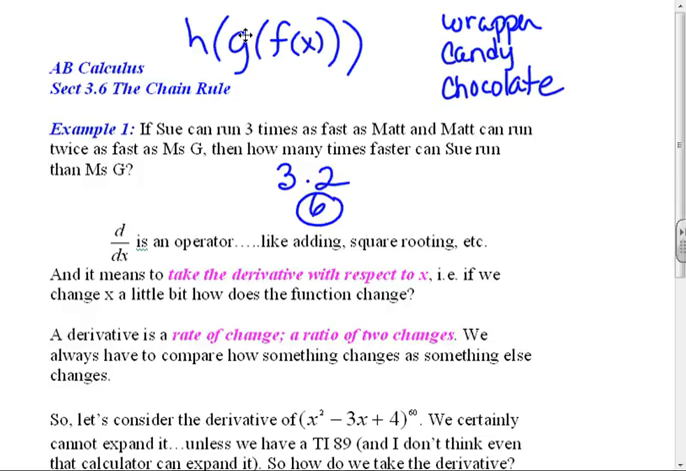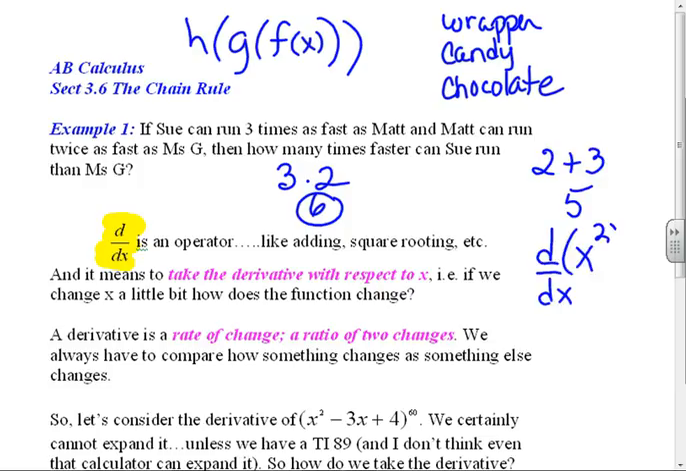Now, we have to understand that this d dx is not a dy dx. It's an operator. It's like a plus sign or a minus sign. When you do 2 plus 3, and you say that's 5, where did the plus sign go? You used it up. It's an operator. This plus sign says take these 2 numbers and add them. So when you do the derivative with respect to x of x squared, you say, well, I want to find the derivative of x squared, which is 2x.